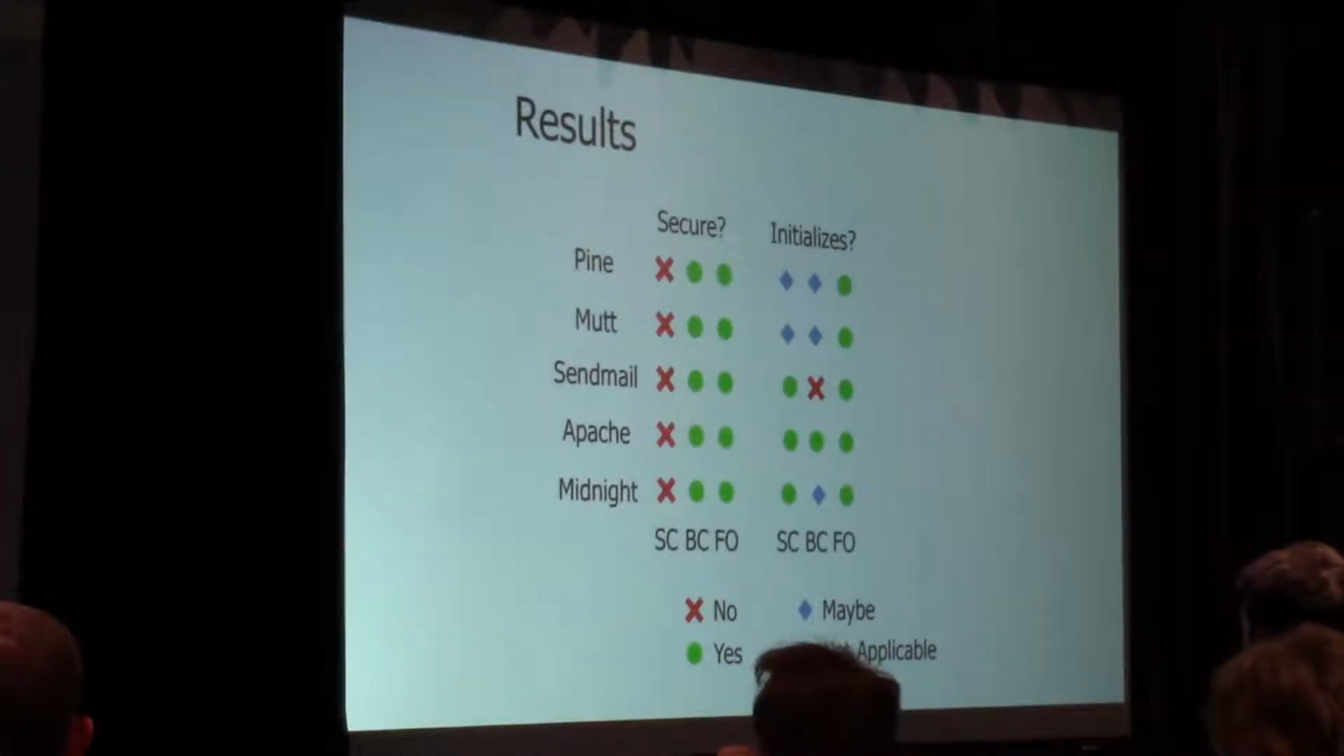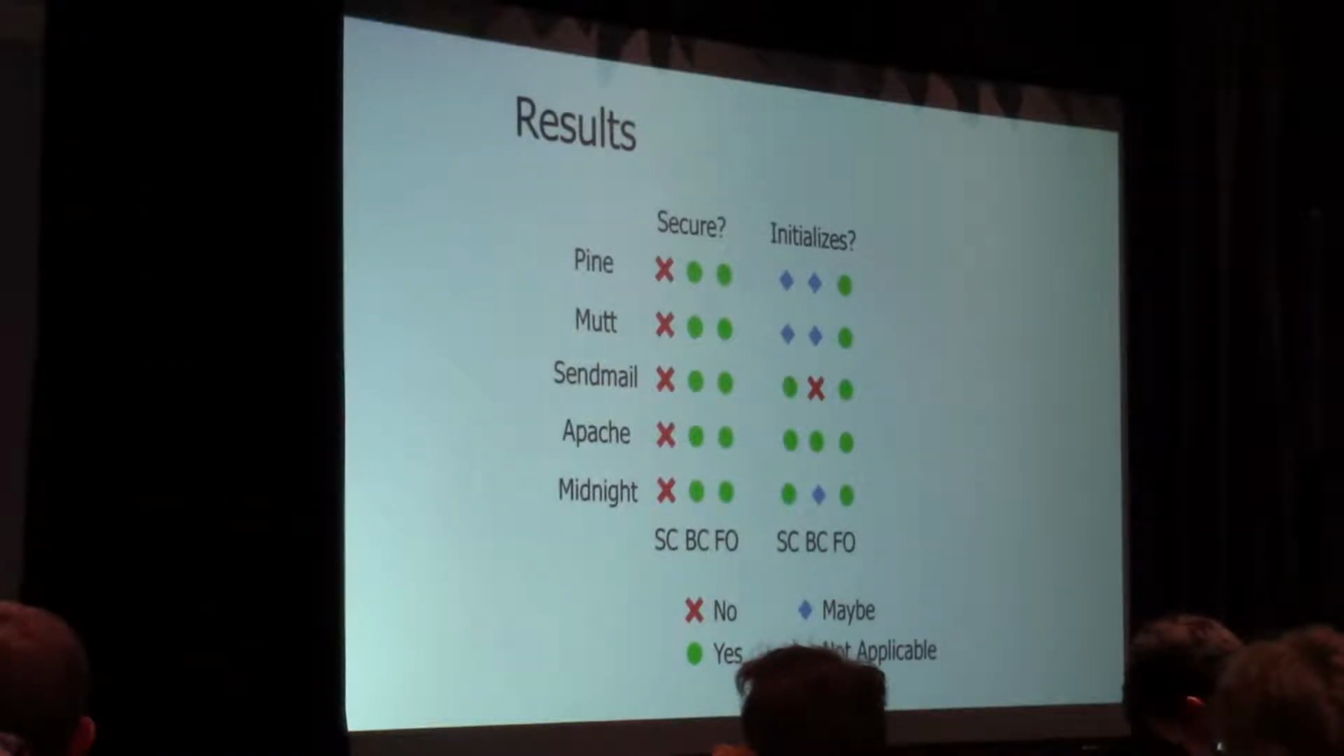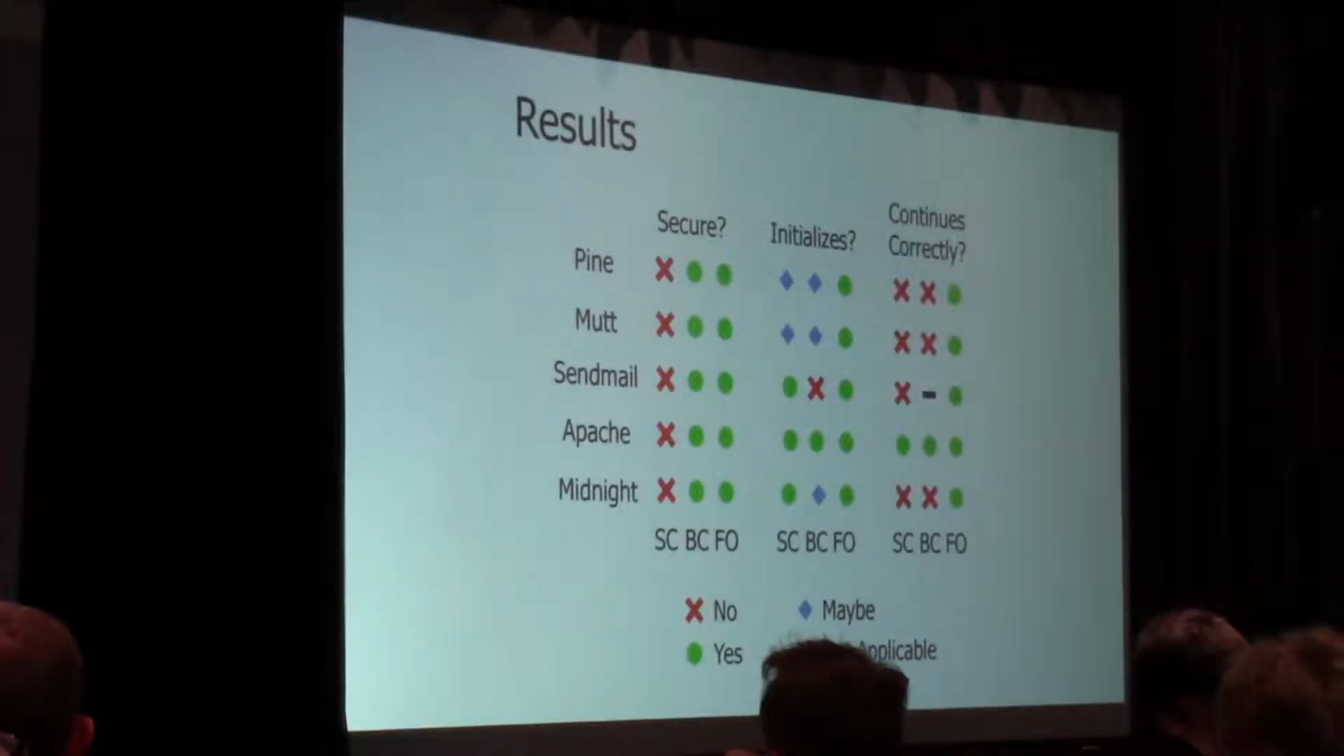Does it initialize? Turns out that sendmail doesn't initialize with bounds check computation because there's a problem in there. There's a memory error, just in the initialization code. Now Pine and Mutt, maybe it initializes because it depends on the configuration file you give it. With failure-oblivious computing, of course, everything's great. Last question is, does it continue correctly? Okay, now this is a slightly different concept here.